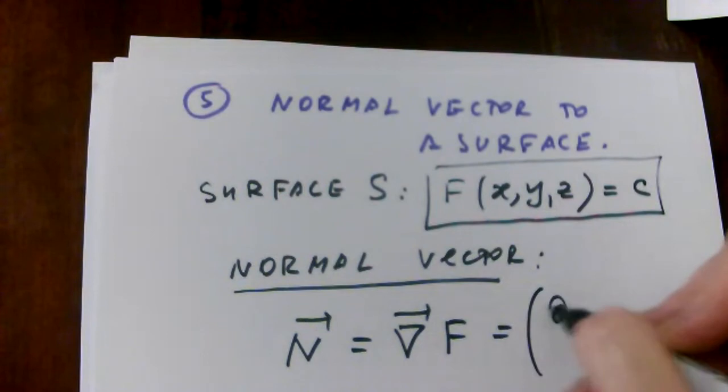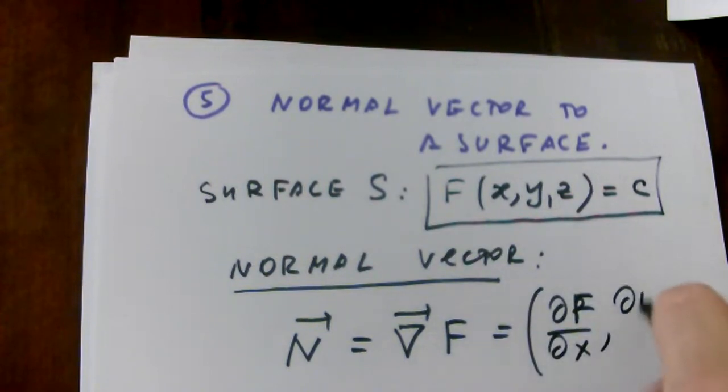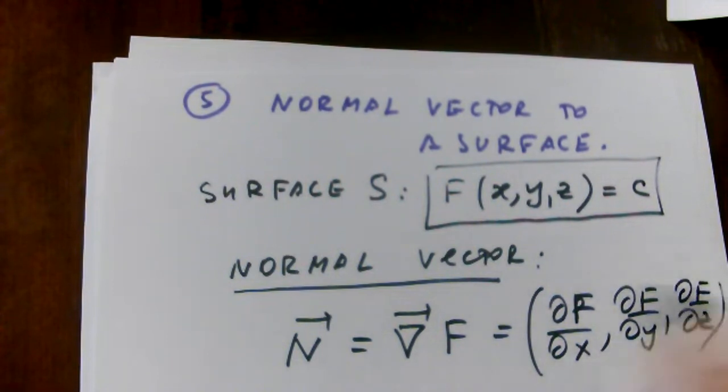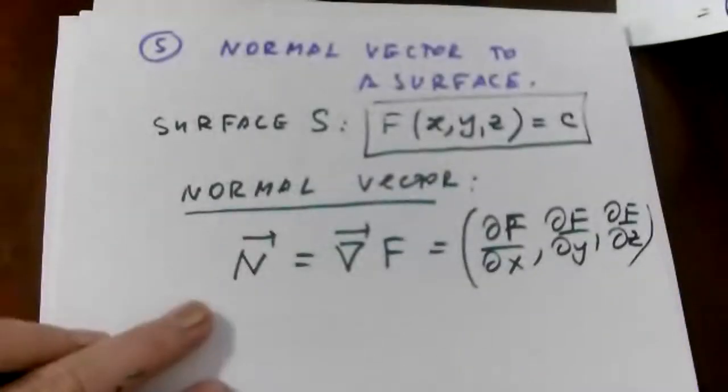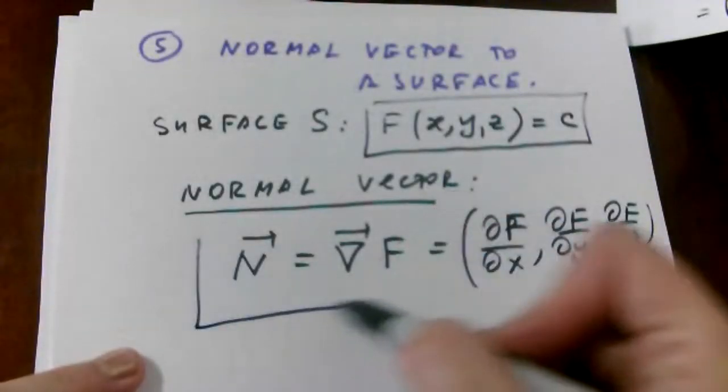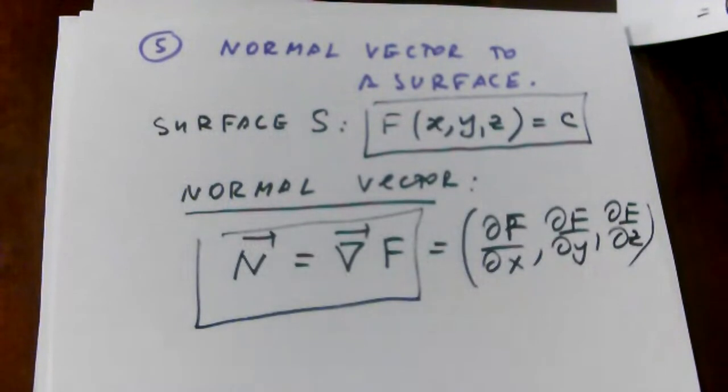That's it. Let's rewrite it: df over dx, df over dy, and df over dz. That's it. This is all you need to know. You need to know this formula, this fact, that the normal vector is actually the gradient vector, and that's it.